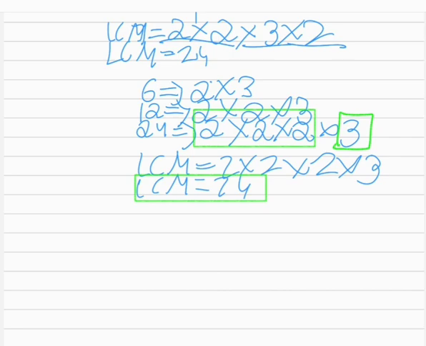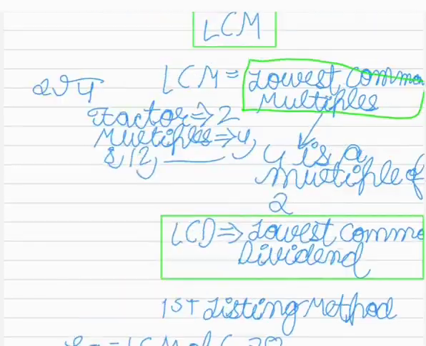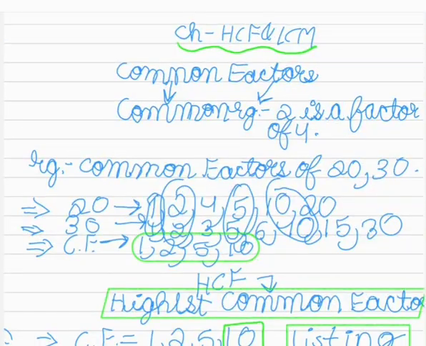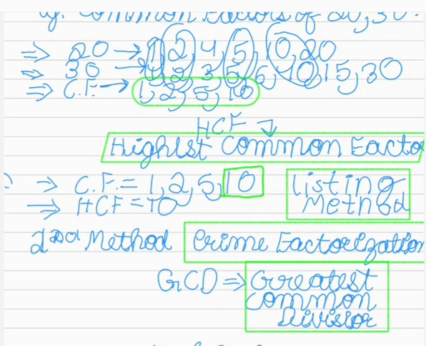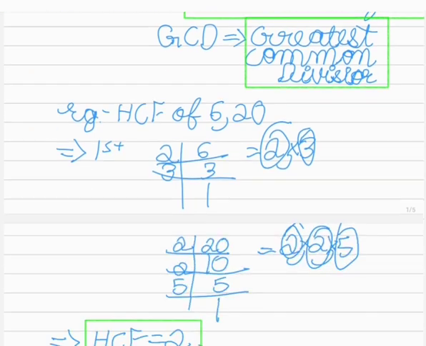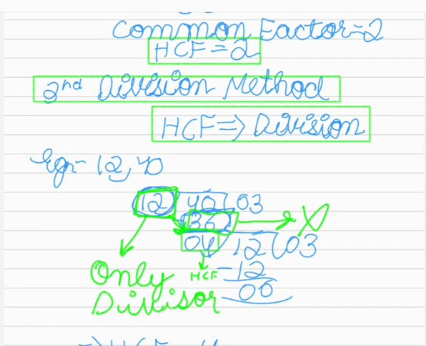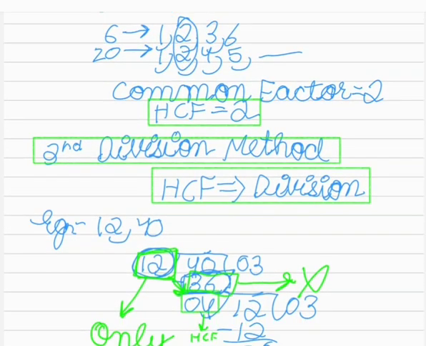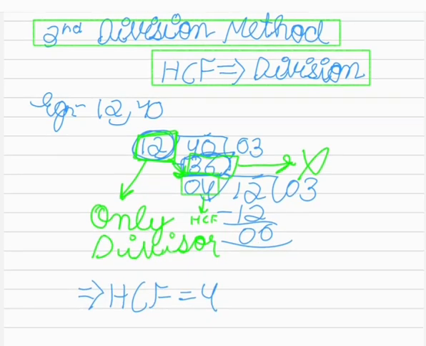So these are all the methods of finding HCF and LCM. First, HCF, the highest common factor. The first method is the listing method, in which we list all the factors, write the common factors, and find the highest common factor. The second method is prime factorization, in which we divide a number with its prime factors. The third is the division method, in which we divide a number only with the divisor, and we write the HCF also with the divisor.